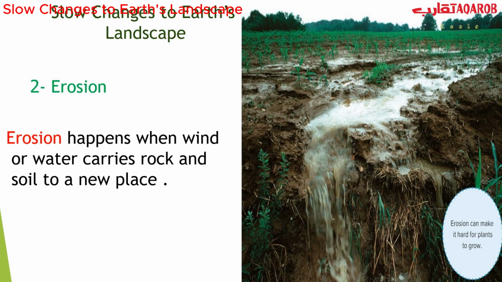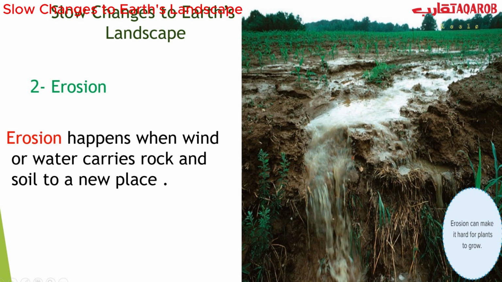Erosion happens when wind or water carries rock and soil to a new place. So again, erosion happens when wind or water carries rock and soil to a new place. And here on the right side, you can notice clearly that the water is not clear. It's turned brown. Why? Because it's carrying soil. When it's carrying soil, its color changes to brown.